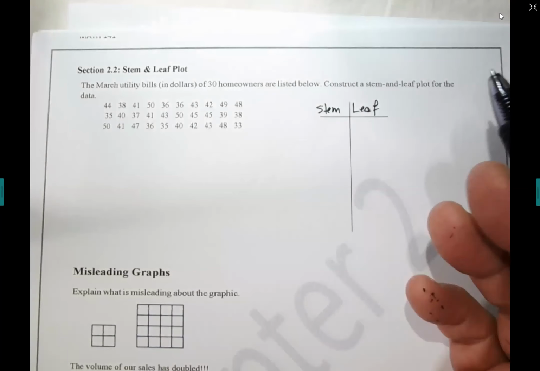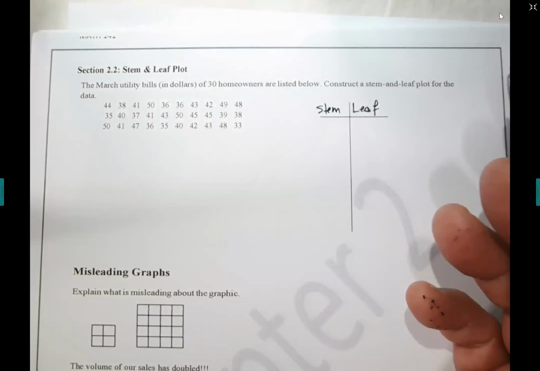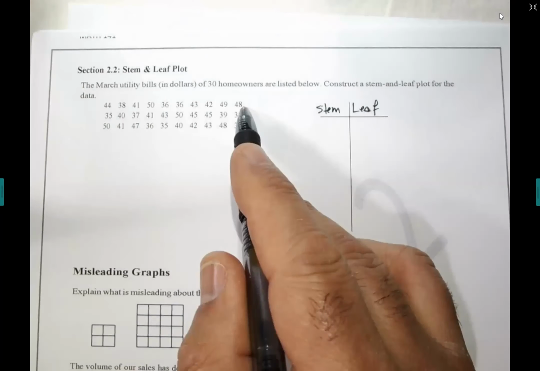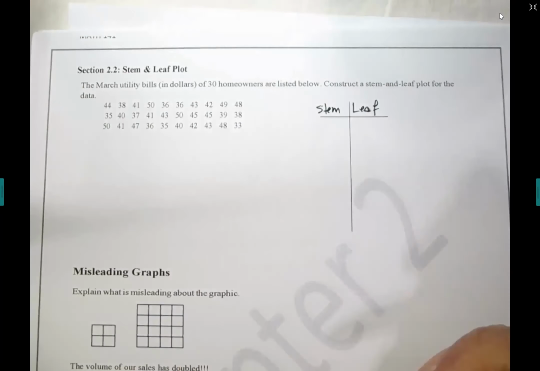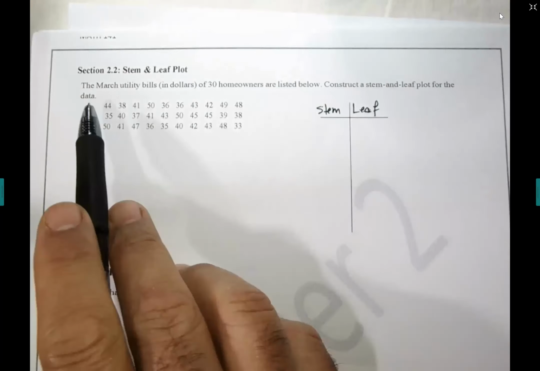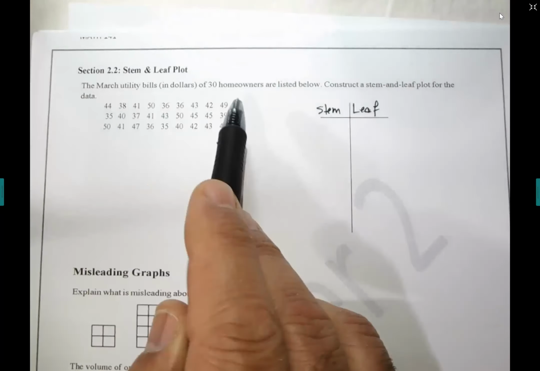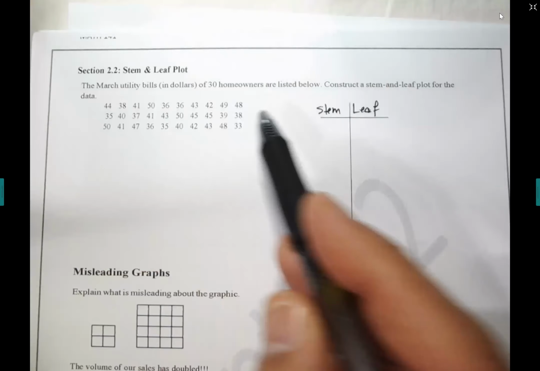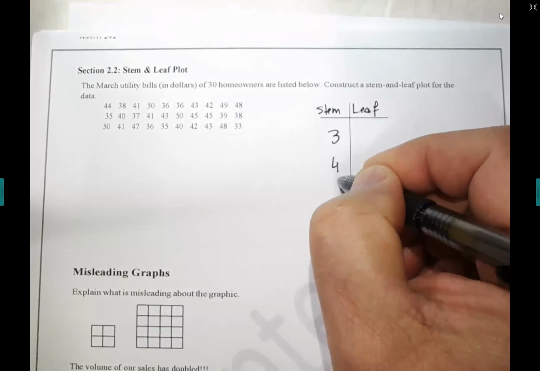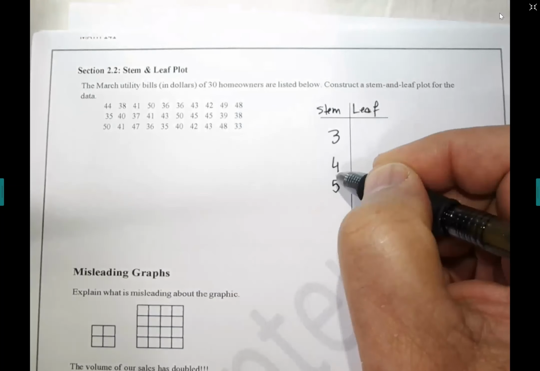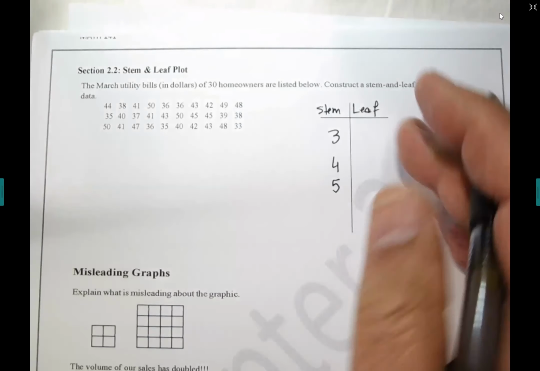Since I have 2-digit numbers, guys, it makes sense for the leaf to be a single digit and the stem to be another single digit. So the leaf is going to be the 1s and the stem is going to be the 10s. What are the 10s that I have here? I have 40s, I have 30s, I have 50s. Do I have 60s? No, it's all between 30 and 50. You put a 3 here, a 4, a 5.